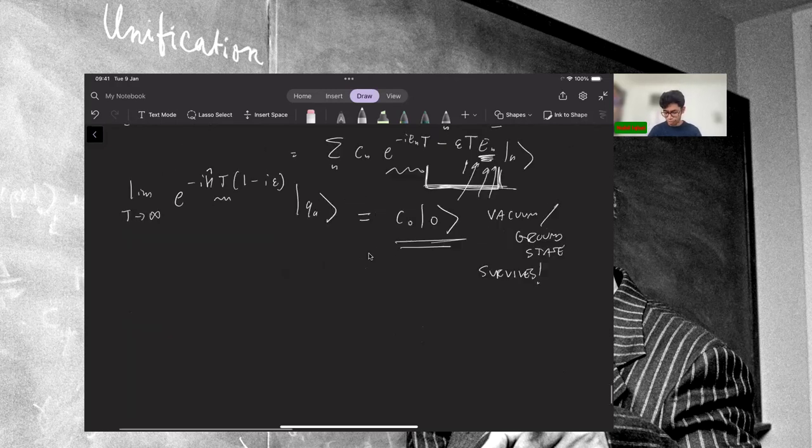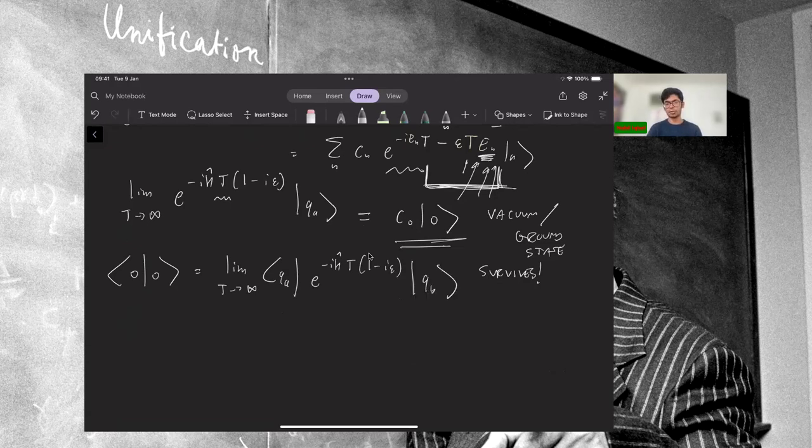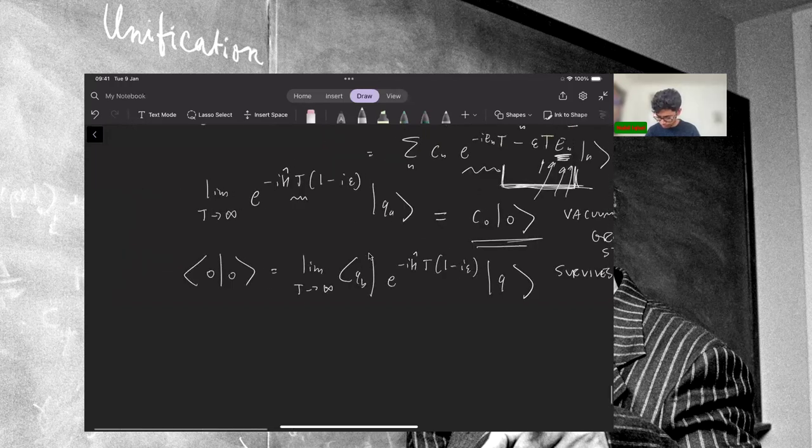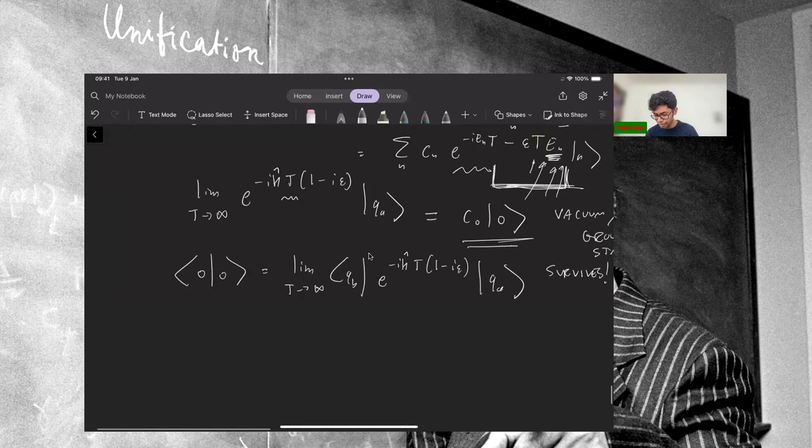So now we have a simple formula, for example, this vacuum amplitude. What I should do is take t goes to infinity in this object with a small, sorry, I mixed up QA and QB here, with a small imaginary part. And then if you take t to infinity, it kills everything but the ground states. You just have 0, 0 left over here.